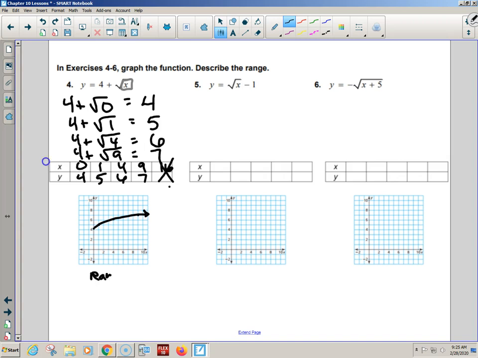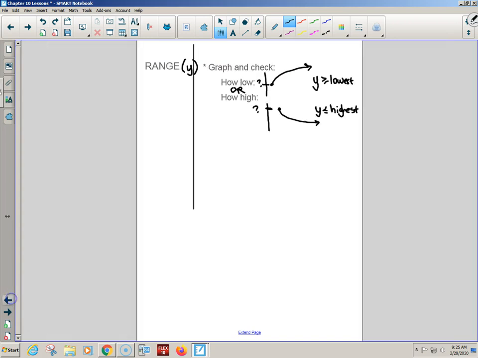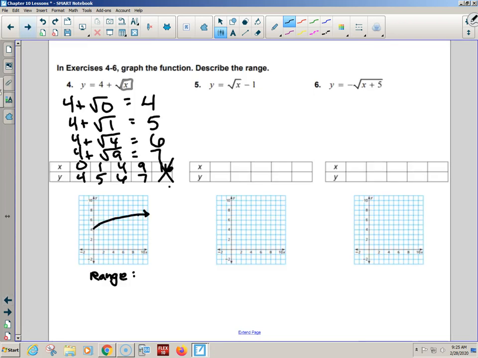Good. Range. So hold on. Is this one of those where we're looking for the lowest or the highest? Can you look at your little guide? Did you write it down? Double check real quick. If it's swooping up, we're looking for y greater than or equal to the lowest. If it's swooping down, we're looking for y less than or equal to the highest. You see how it looks like this one, right? It's swooping up. So therefore, I'm doing y greater than or equal to, how low does it go?